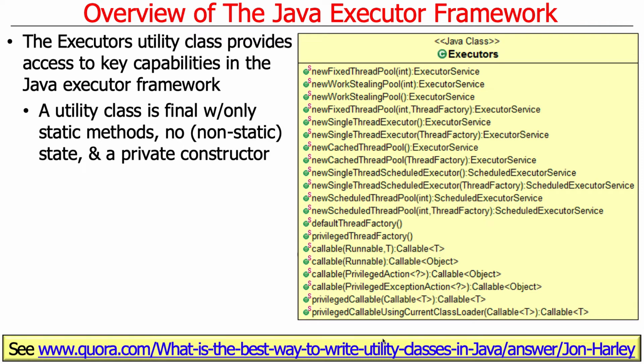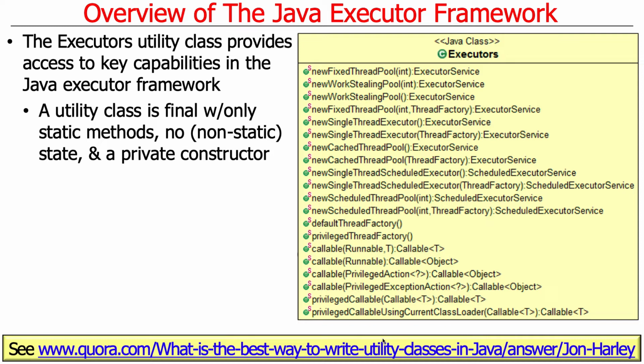What is a utility class? A utility class is a class in Java that's a final class. That means you can't subclass from it. It contains only static methods. It has no non-static state, so if it has any state whatsoever, it's static state. And it typically has a private constructor to make sure you don't define an instance of the class.